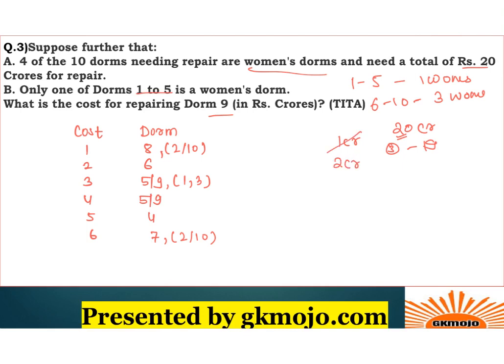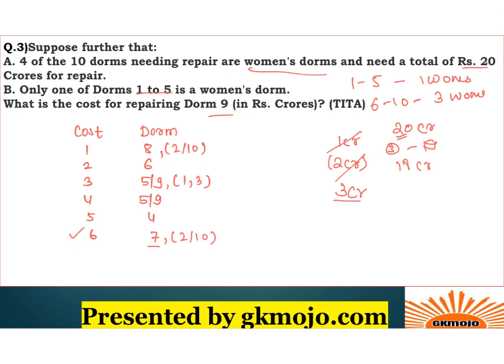Let's check 2 crore. Is it possible? Now, if one dorm is 2 crore, the other 3 dorms need to be 18 crores, that is, all 3 dorms need to be 6 crores. But here you can see the dorms which cost 6 crores are only 2 places, right? It can be 7 and either 2 or 10. So there can be only 2 dorms which cost 6 crores. So even this is not possible. So the minimum value of cost that a dorm can take for women can be 3 crores. This is the basic level inference that I have taken over here.